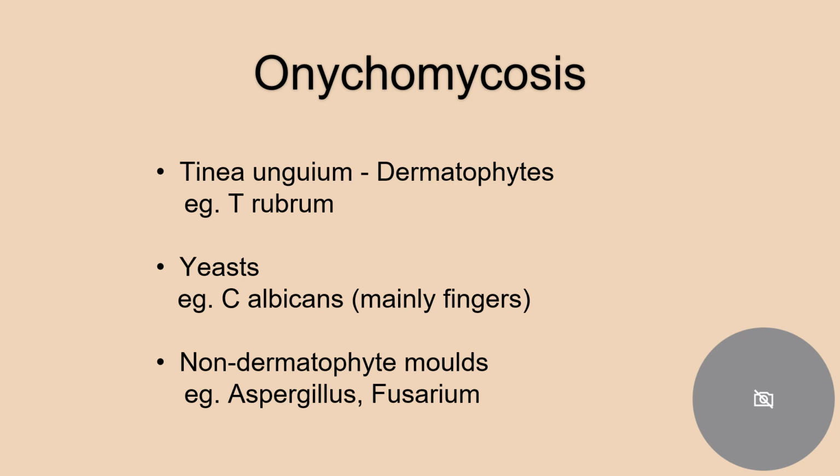Onychomycosis is a fungal infection of the nail and the nail bed. Tinea unguum is a nail infection caused by dermatophytes, for example, Tinea rubrum. Onychomycosis can also be caused by yeast, such as Candida albicans, which mainly affects the fingernails, as well as infection with non-dermatophyte molds, such as Aspergillus and Fusarium.